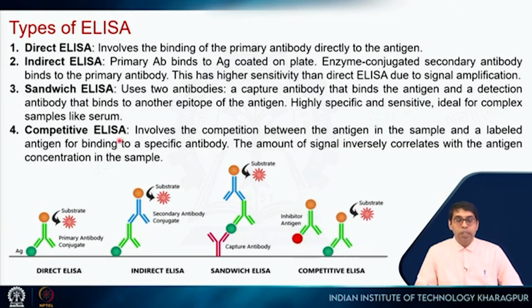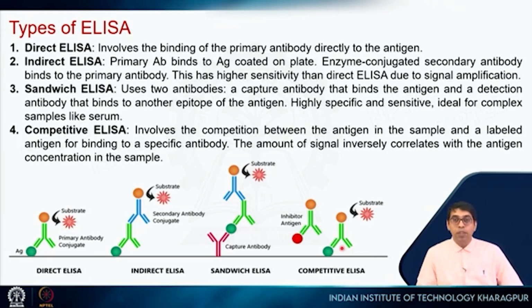And finally, the last one is competitive ELISA. So, it involves the competition between the antigen in the sample and a labeled antigen for binding to a specific antibody. The amount of signal inversely correlates with the antigen concentration in the sample. So, this is more for a quantitative determination of how much antigen is present in a particular sample, right.